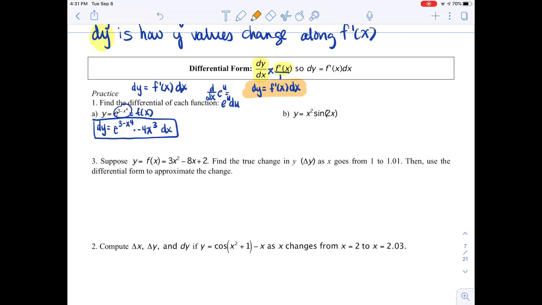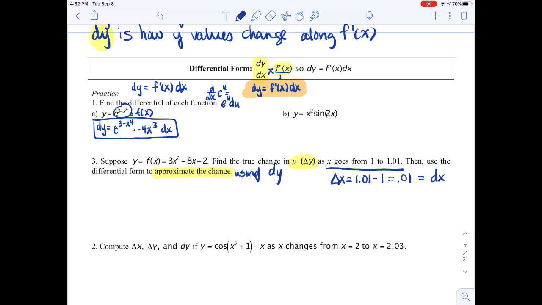So what I'm going to show you here is the true change in delta y, the change in y values, and then you're going to approximate the change using dy. Okay, and I want to show you how these come out close to each other. So as x goes from 1 to 1.01, delta x is the change in my x values. So I'm going to do 1.01 minus 1. You're always going to be the one that it goes to minus the one that it starts from. So that's 0.01. As I mentioned before, delta x is dx. So when I eventually use dx, I'm going to still use 0.01.